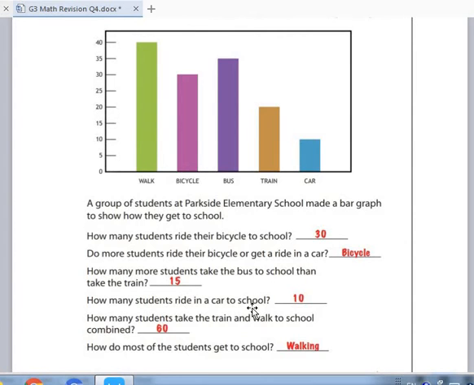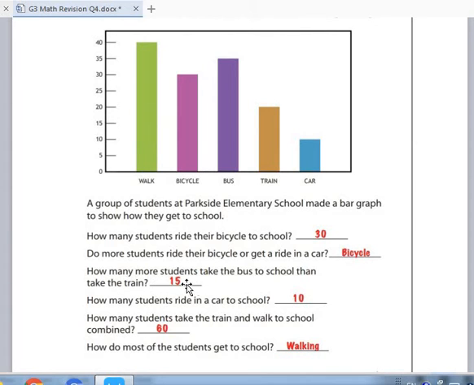Okay, then, do more students ride their bicycle or get a ride in a car? This is the bicycle and this is the car. The students that go to school by bicycle are more than the students that go by car. So bicycle is the greater number of students.